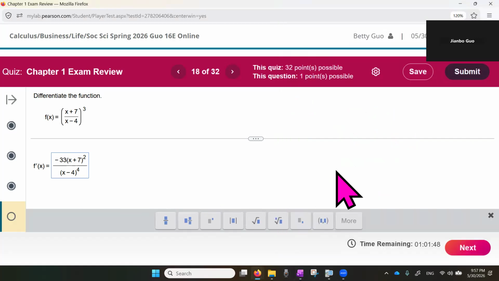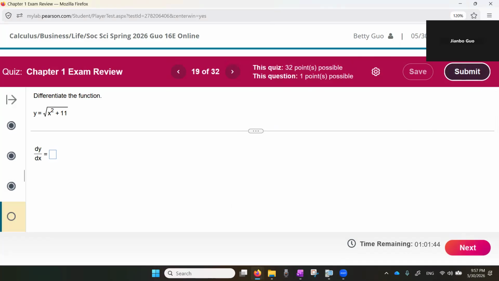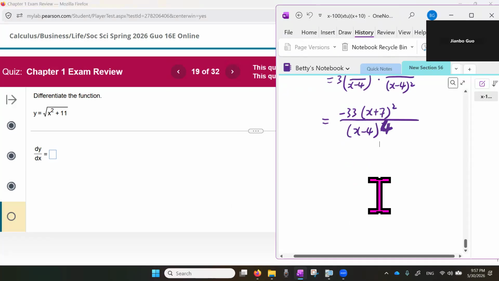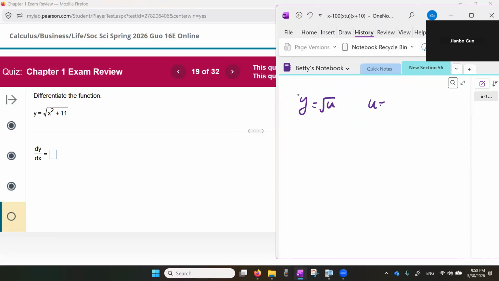All right, next. Chain rule again. Outside function, root u. Inside function, x squared plus 11. dy/du.